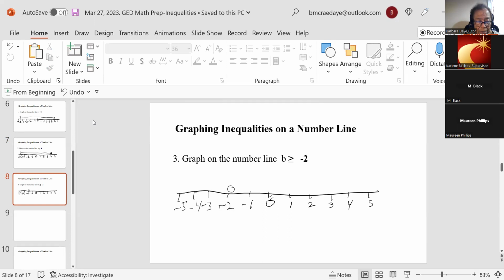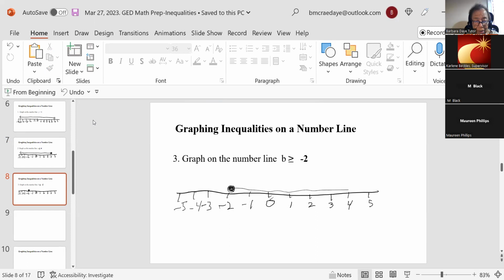I think shaded. Right, very good, because greater than or equal or less than or equal, always shaded. It includes the number itself. So greater than or equal to -2. Which way do I go on the number line with my arrow? Left to right or right to left? Right. Left to right, because that way all these numbers after are greater than -2.